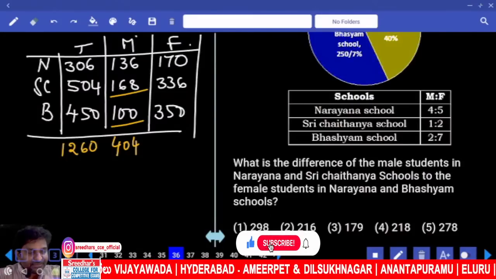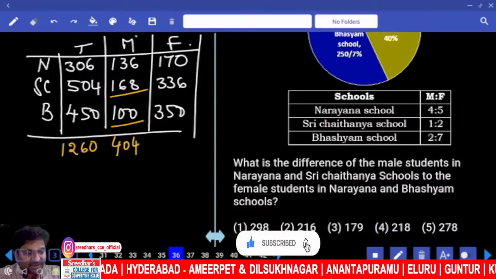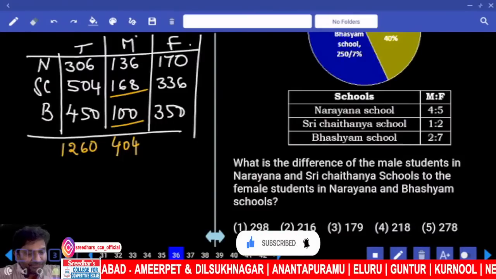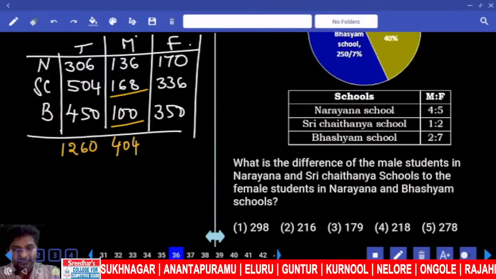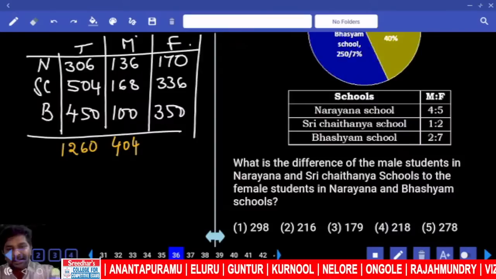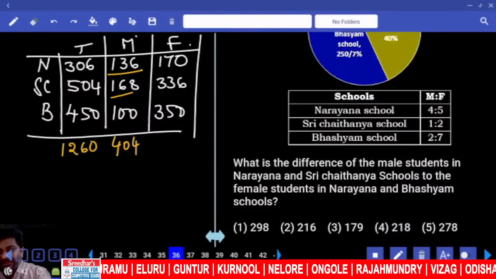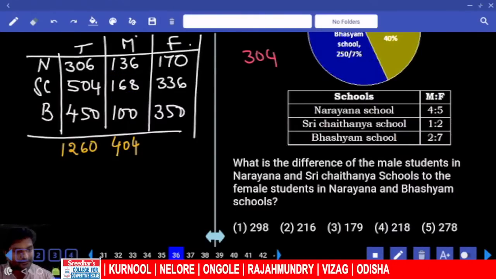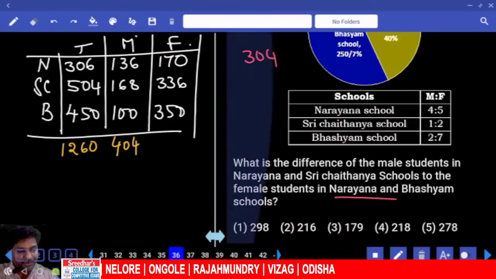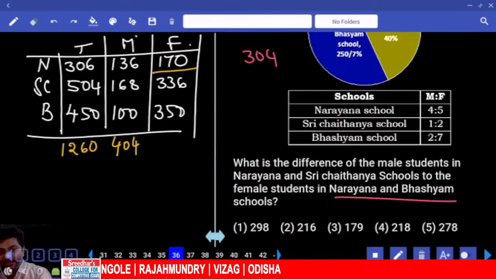What is the difference of the male students in Narayana and Chaitanya schools to the female students of Narayana and Bhashyam schools? Male from Narayana and Chaitanya, sum of these two numbers, 304. And female from Narayana and Bhashyam, female from these two. Correct.